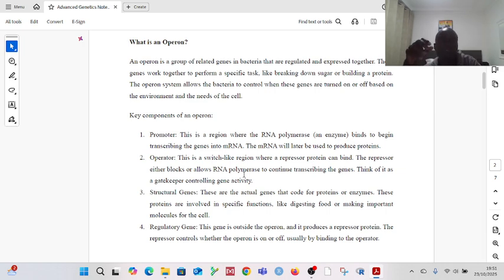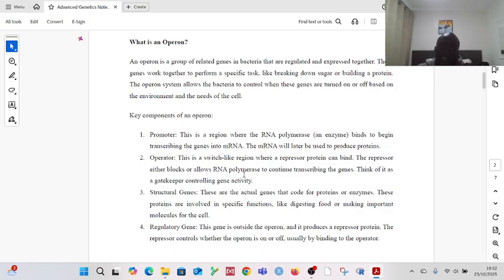So the system of an operon will allow the bacteria to control when this particular group of related genes can either be turned on or off, basing on the environment and the needs of the cell. If the environment and the needs of the cell command kwamba these genes should be turned on, maybe because the product of the genes is needed to break down a particular sugar, then those genes will be turned on. All of them will be turned on.